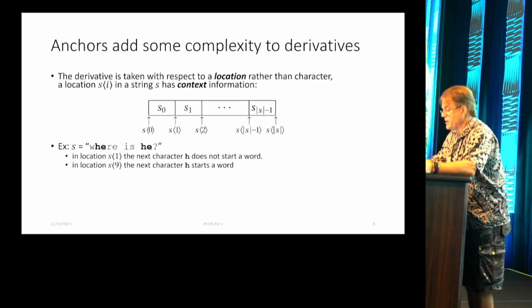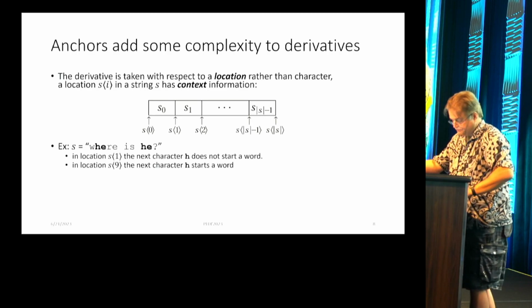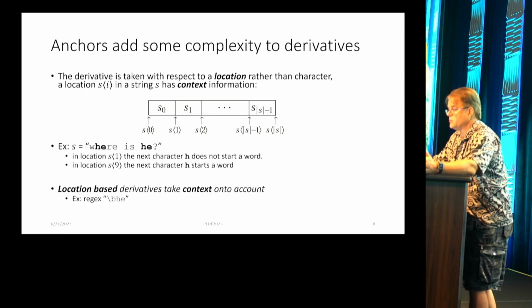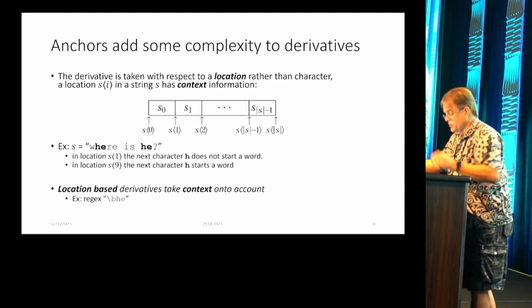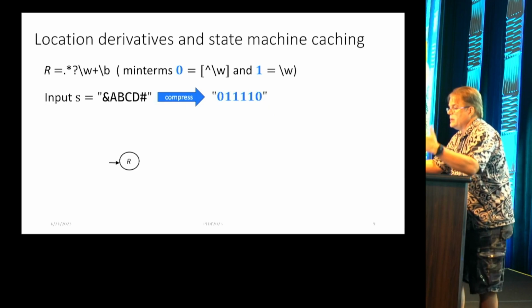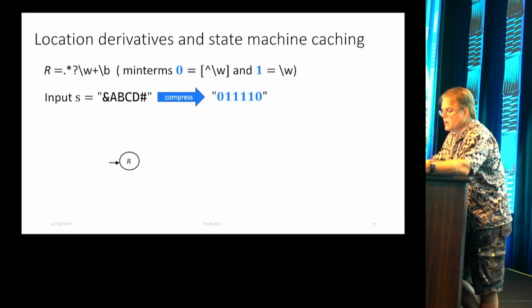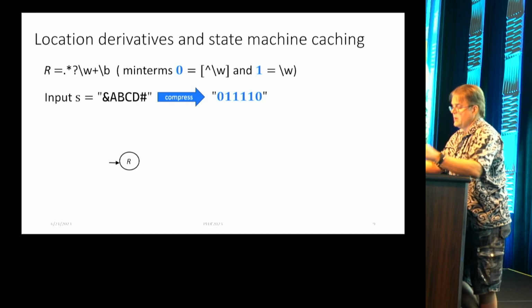For example, in the string "where is he", you have 2 occurrences of "he". In the first location, S1, the character H does not start the word. In the next position, S9, where it occurs, it does start the word. This affects the outcome of matching for a regex that says word border followed by HE, which means H has to start a new word. So location derivatives are an extended version of derivatives, and they introduce a state machine lazily during matching.